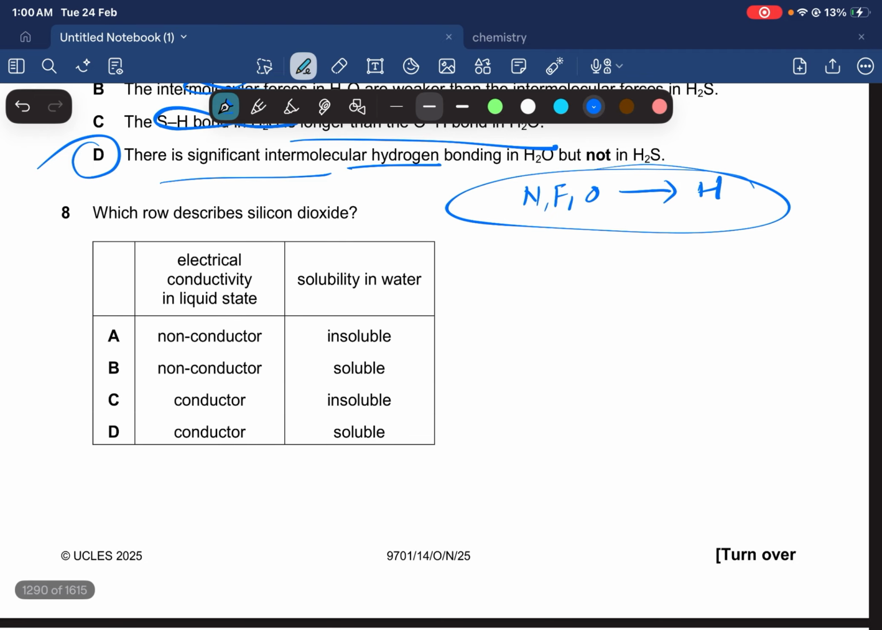Which would describe silicon dioxide? Electrical conductivity, it's obviously going to be a non-conductor. SiO2 is a giant covalent structure. Solubility, insoluble.